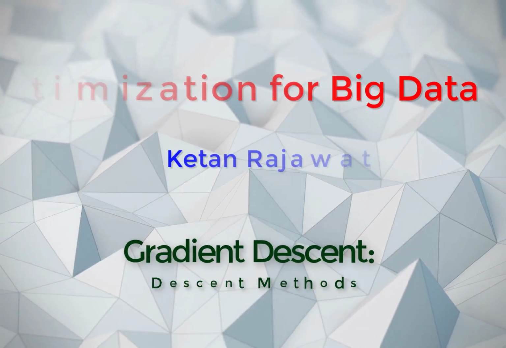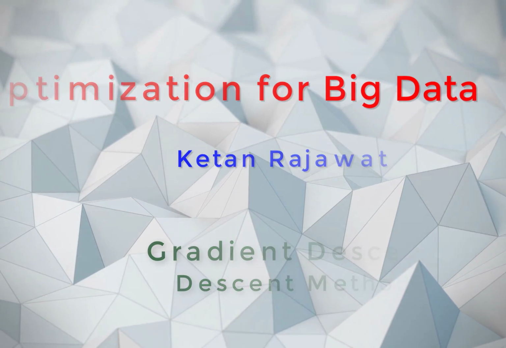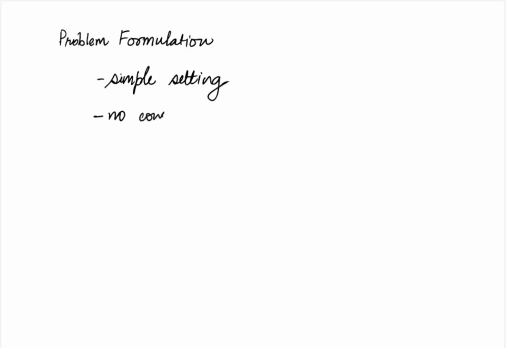Hello everyone. In this video, we will take a look at gradient descent method applied to an unconstrained convex optimization problem. Let us begin by providing the problem formulation. We consider a simple setting where there are no constraints. The problem can be written as x star is equal to arg min over x f of x.